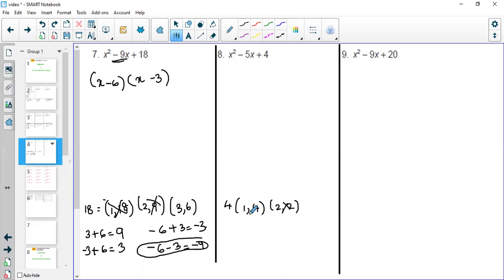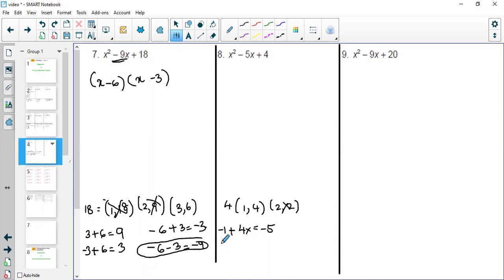It's only going to work with 1 and 4, this one. So what is that going to be? So let's see. How could I arrange 1 and 4 in such a way to get a negative 5? So this is not going to be possible. This is not going to give me a negative 5, right? So this is not possible.